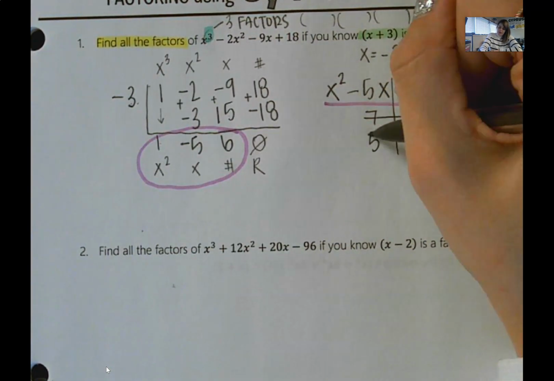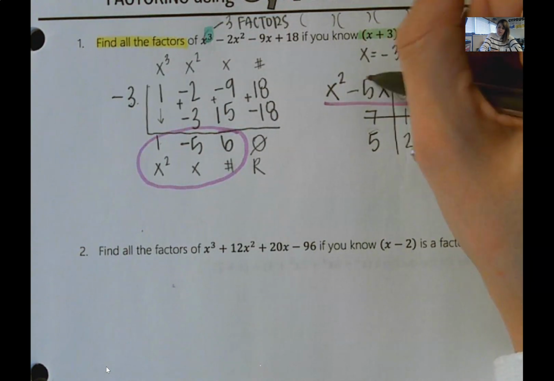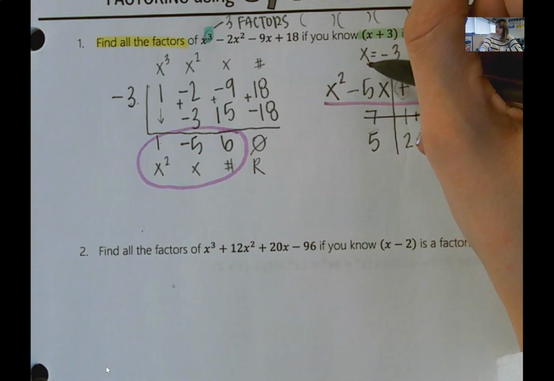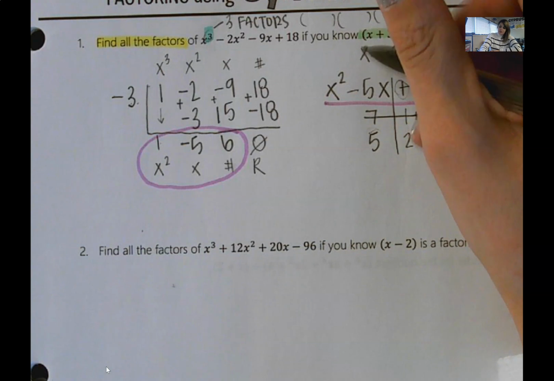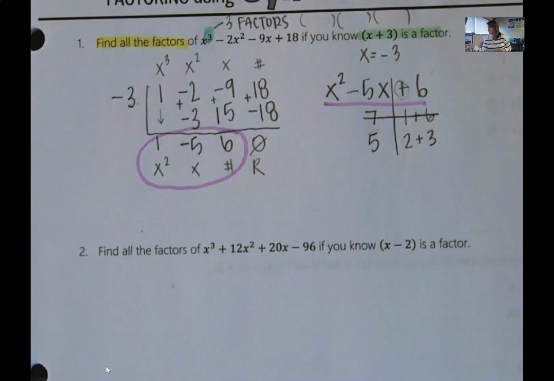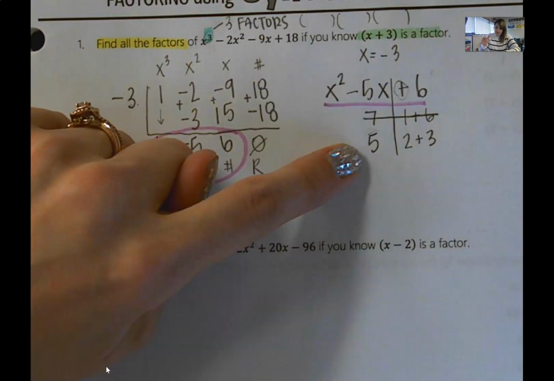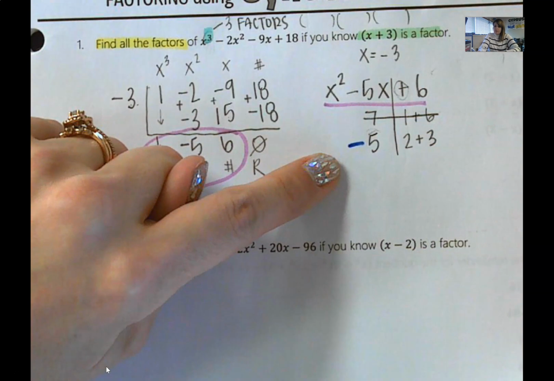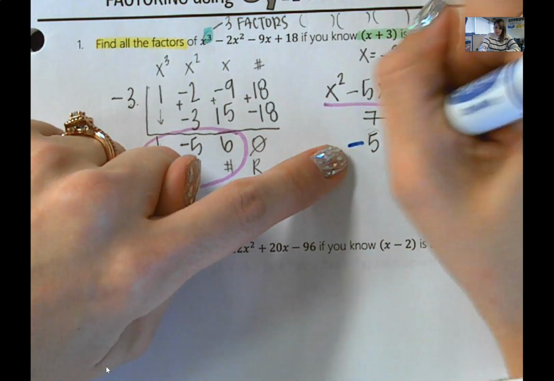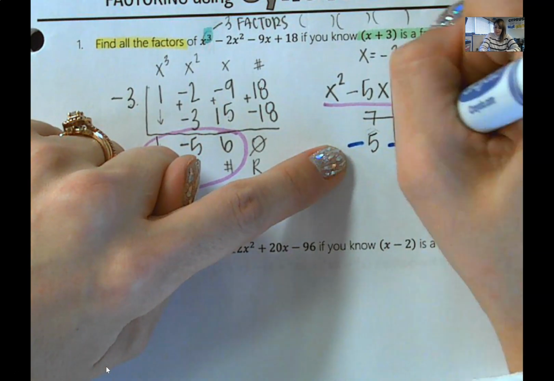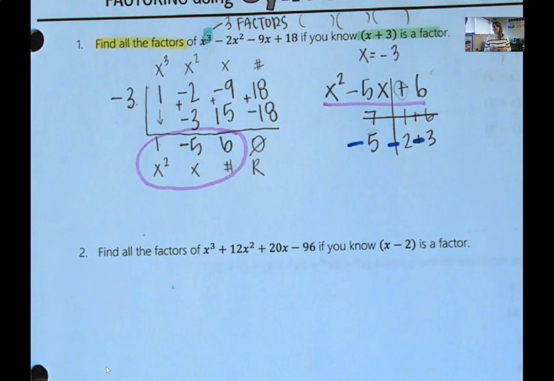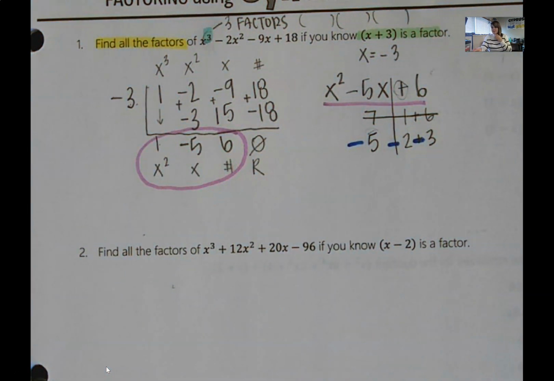Okay, well, I have a 5 here, but this one is a -5. So hopefully you're remembering that when that happens, you need to change the signs. You need to change the signs on your factors. So if this is supposed to be a -5, you can make it negative, but then you also need to make the 2 negative and the 3 negative. You have to change all of the signs.